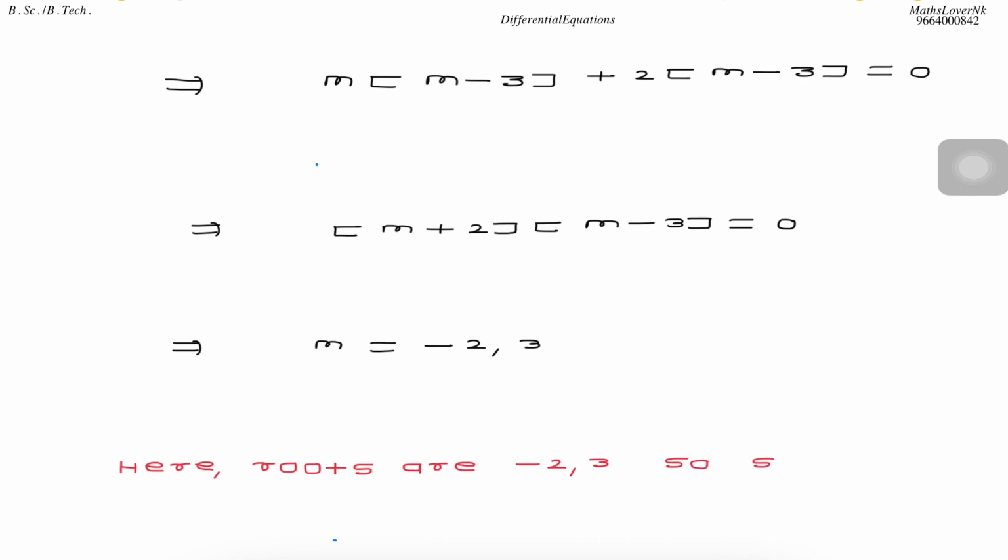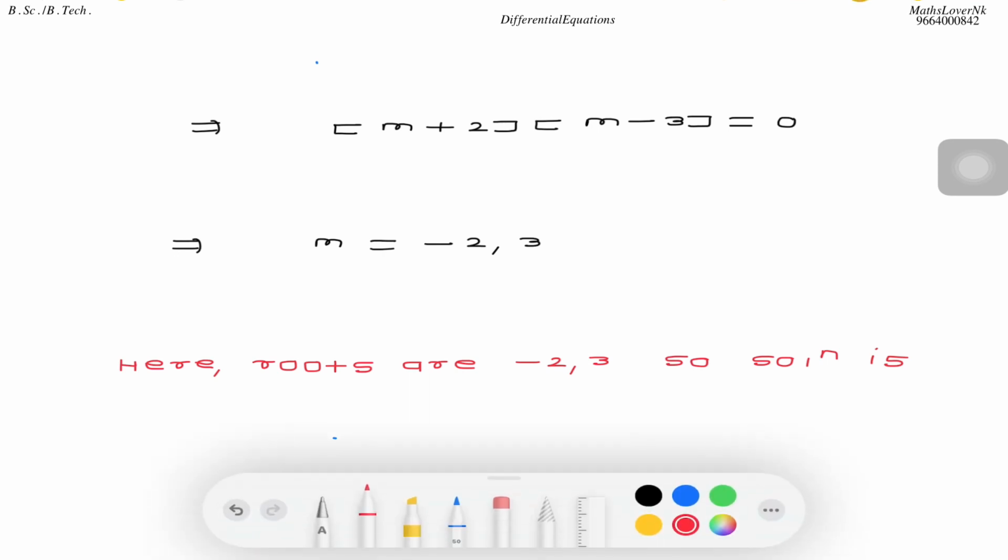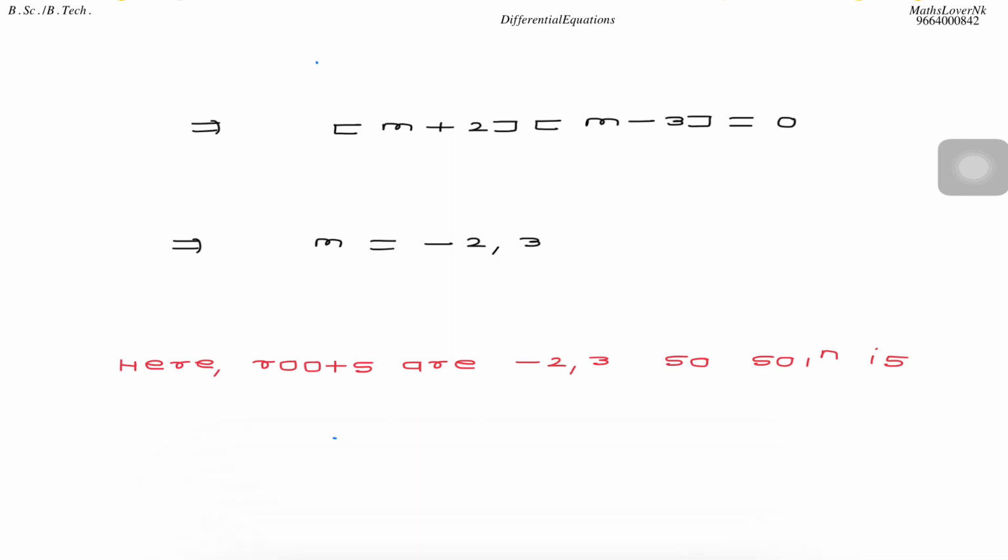So the solution is, we know that when the two roots are unequal, the solution is given by y is equal to c1 e the power ax plus c2 e the power bx. Now the solution is y is equal to c1 e the power minus 2x plus c2 e the power 3x. This is the solution of the given question.